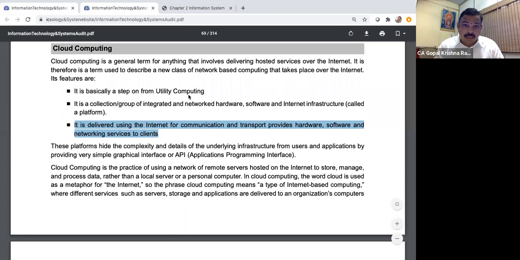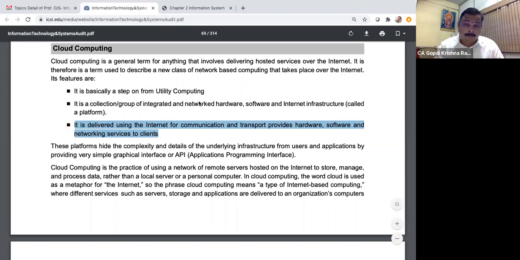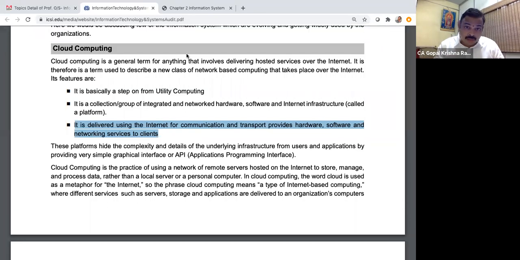Now, what is the other question, guys? We have 210 participants. Very good. Now, what is the third question in cloud computing? That is with respect to, please look here. I'm not able to click that.